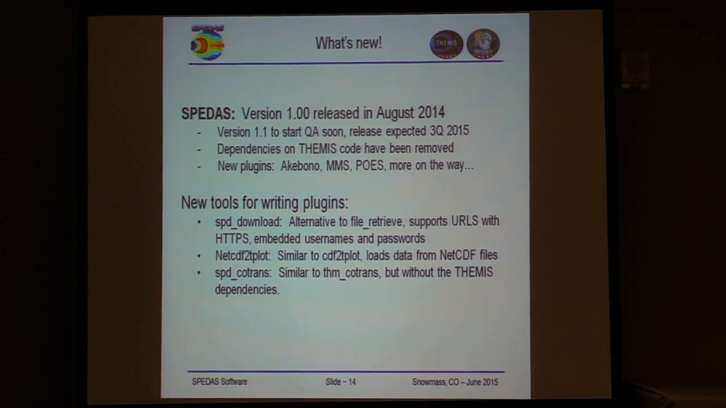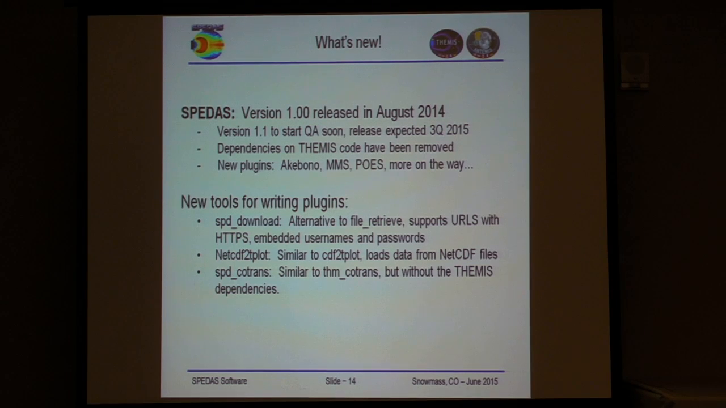Okay, so what I've shown you, most of that has been in SPEDAS since the previous release. And we're pretty much done with the set of features we want to add for the next release, SPEDAS 1.1. So we're going to be starting QA very soon on that. And we expect that to come out maybe late this summer, early fall. We do have a very expensive QA process for the framework because that affects everybody, so we want to make sure we get that right.